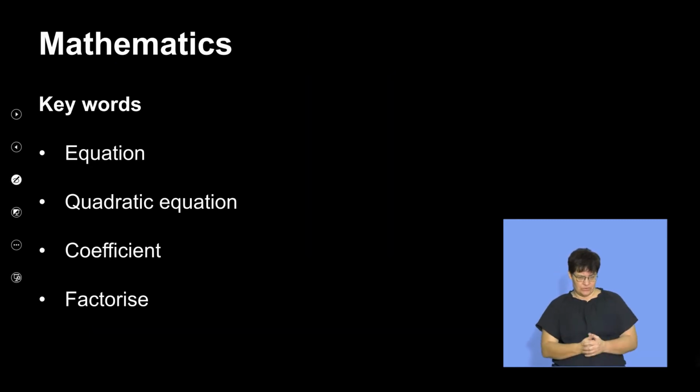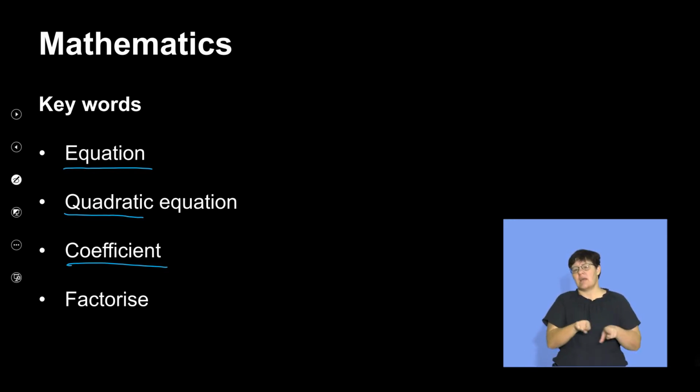The keywords for this lesson will be, firstly, what is an equation on its own, and then how does an equation become quadratic. And in a quadratic equation there will be things that we talk about, such as a coefficient. What does that mean? We're going to be looking at that. And then lastly, what exactly does it mean when we say we are factorizing.